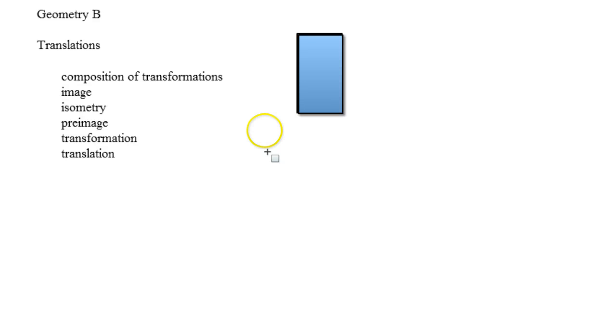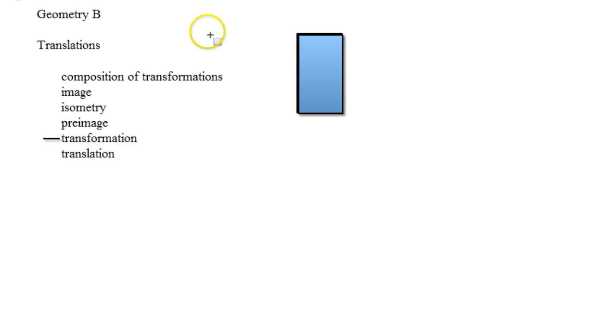Alright, today we'll be talking about translations and everything that goes with it. Okay, so real fast, we're just going to talk about transformation. Now, transformation is just when you take an object, and let's say an object like this.